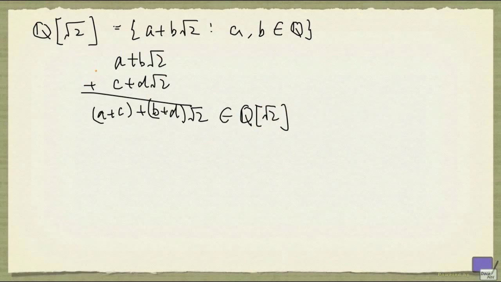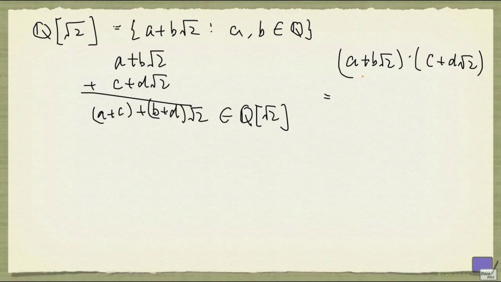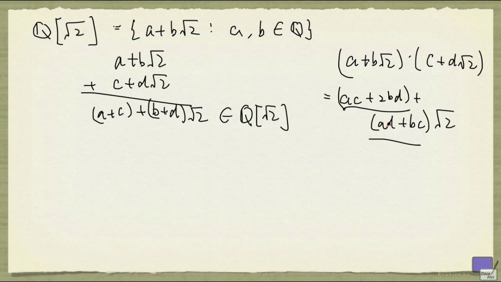Now, what if you multiply these two? Well, if you multiply these two numbers, you can get a number in this form as well. You just have to do a bit more work, and I'm going to be a bit quick here. So I have A times C plus 2BD because we have B times the square root of 2 multiplied by D times the square root of 2, and then we have AD plus BC times the square root of 2. Again, these two things in brackets are rational numbers, and so this again is in our set. Therefore, this set is closed under addition and multiplication.